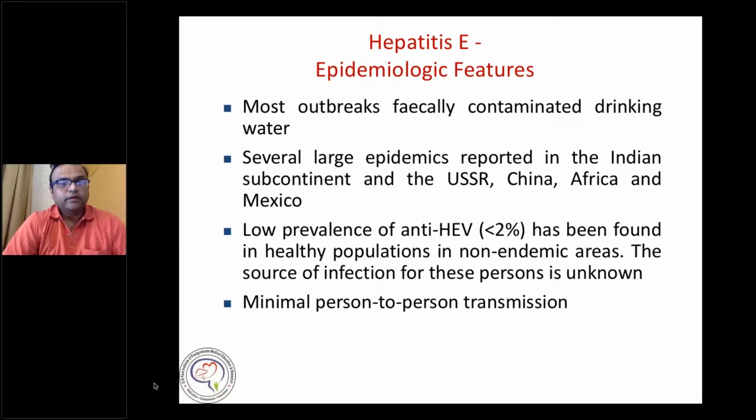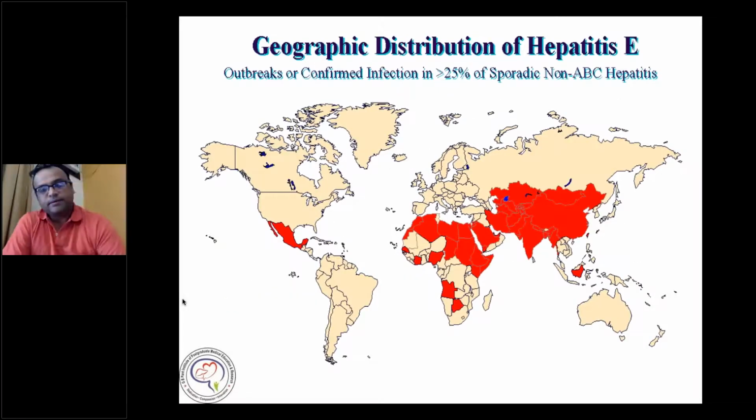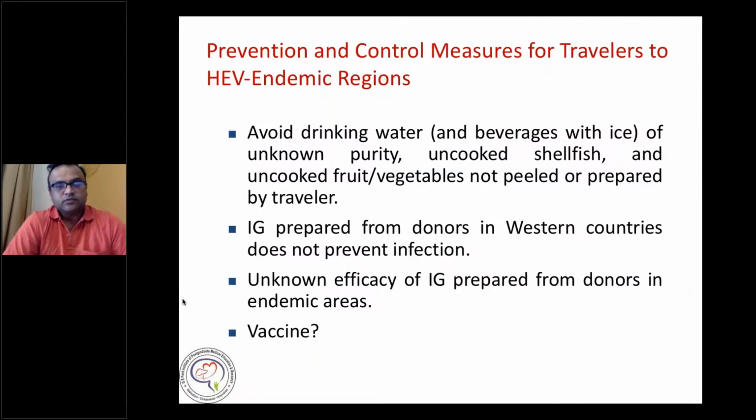If we look at the epidemiological features, most of the outbreaks are usually due to fecal-oral contamination. Many epidemics have been reported worldwide, and India being one of the pioneers in reporting epidemics of hepatitis E virus, we have very low prevalence of anti-HEV in normal people, and minimal person-to-person transmission is reported. Look at this prevalence ratio; it's almost similar for hepatitis E also, as it was for hepatitis A.